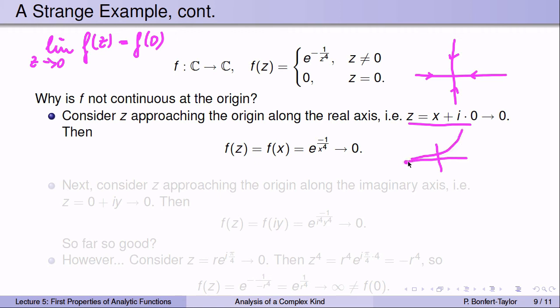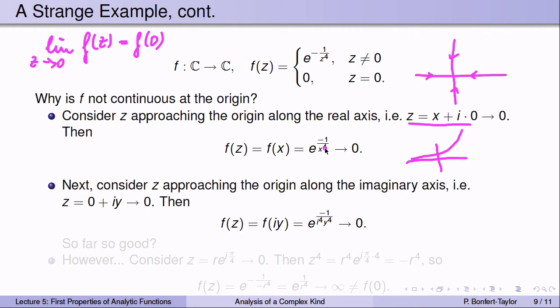And if you plug in numbers that are closer and closer to negative infinity, the exponential function gets very close to 0. So as x approaches the origin along the real axis, f of x goes to 0. All right, so maybe something will happen along the imaginary axis.